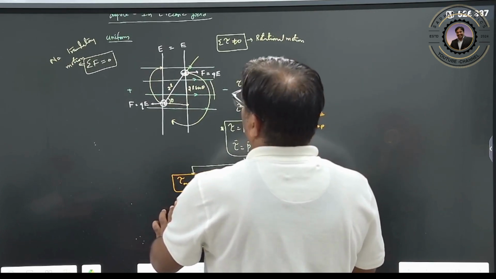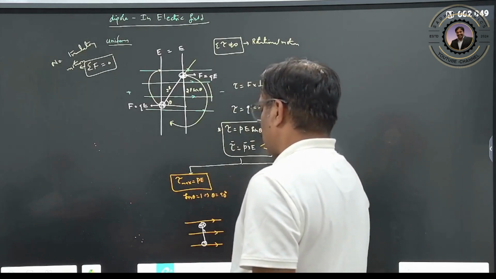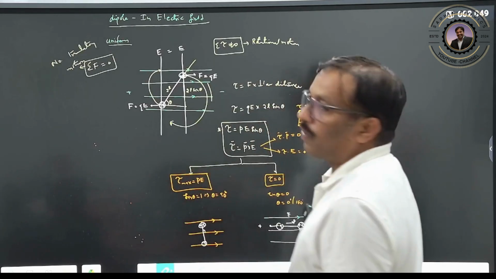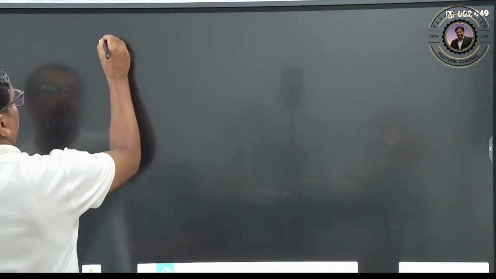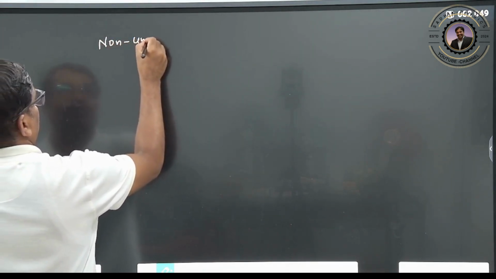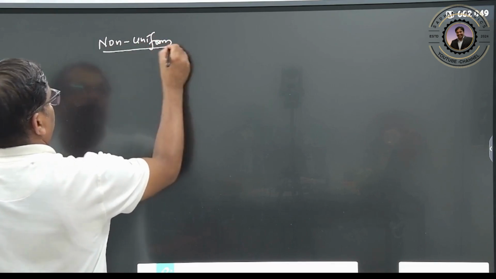Clear? So that was in a uniform electric field. Suppose there is a non-uniform electric field, what will happen now? Let us see. Suppose there is a non-uniform electric field now.